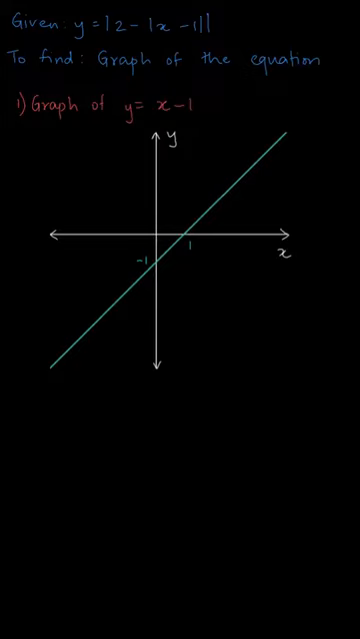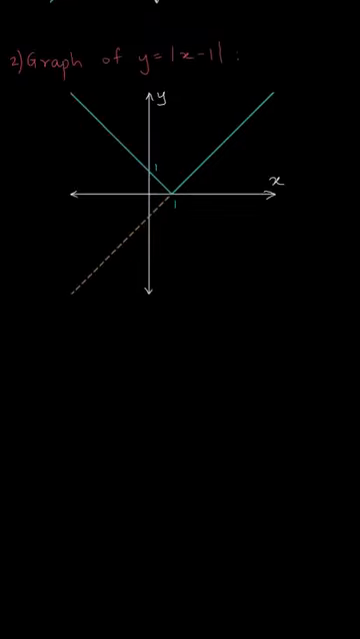Once we have that given graph, we are supposed to plot the graph of y equal to mod of x minus 1. For mod, the part of the graph which is below the x-axis is reflected about the x-axis. So hence we get this given part, and the part which is above the x-axis is kept as it is. So this part is kept as it is. Then the part which is below the x-axis is completely ignored. So the graph obtained would be this given part.